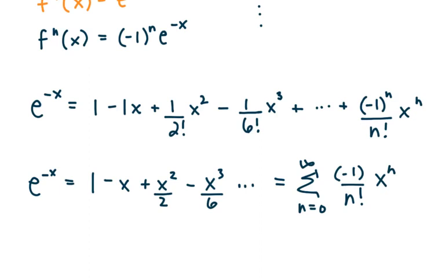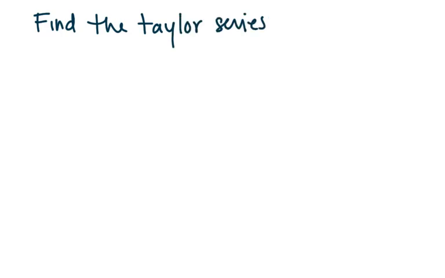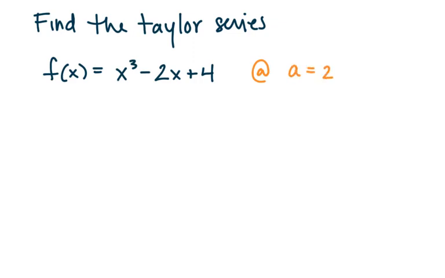Okay, so let's do one more example with a Taylor series. And so the only difference between a Taylor and a Maclaurin series is that the Taylor has just an added detail: we have to subtract that a value from our x's as we work through it. So let's find the Taylor series. We're going to do this for f of x equals x cubed minus 2x plus 4. And we'll be evaluating this at my a value equal to 2.